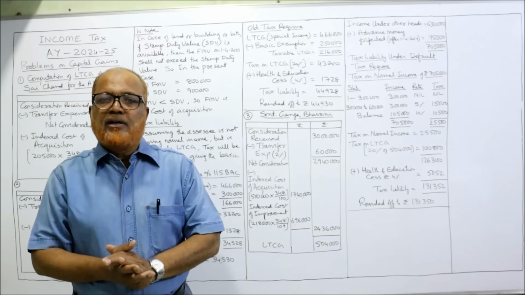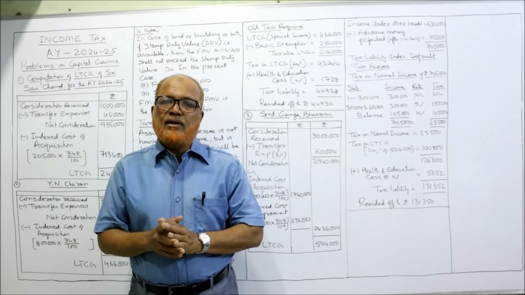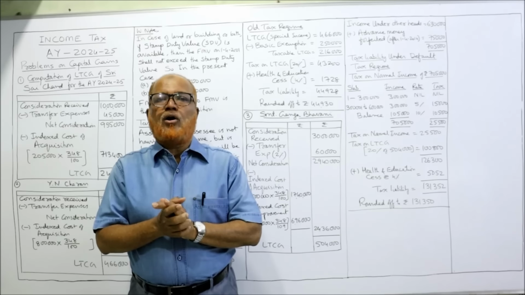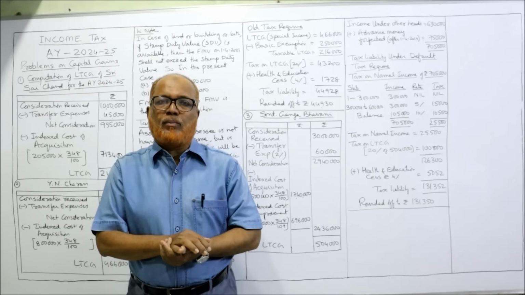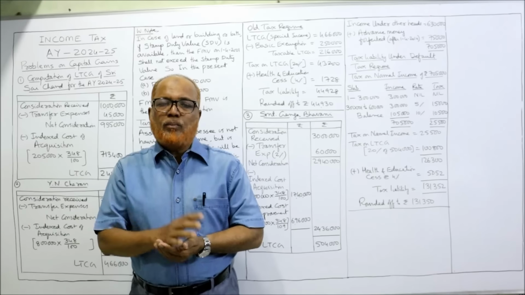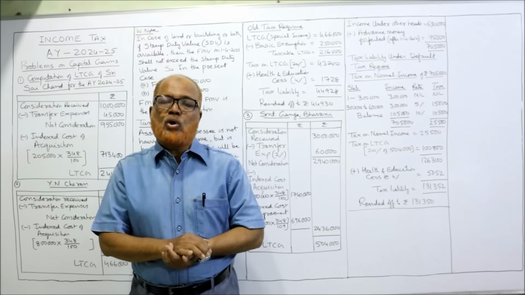That's it. Understanding the problem is half solved. That's why, with keen observation, you should listen to the contents of the problem. And I told you about the advance money received and forfeited. There you should not commit any mistake.